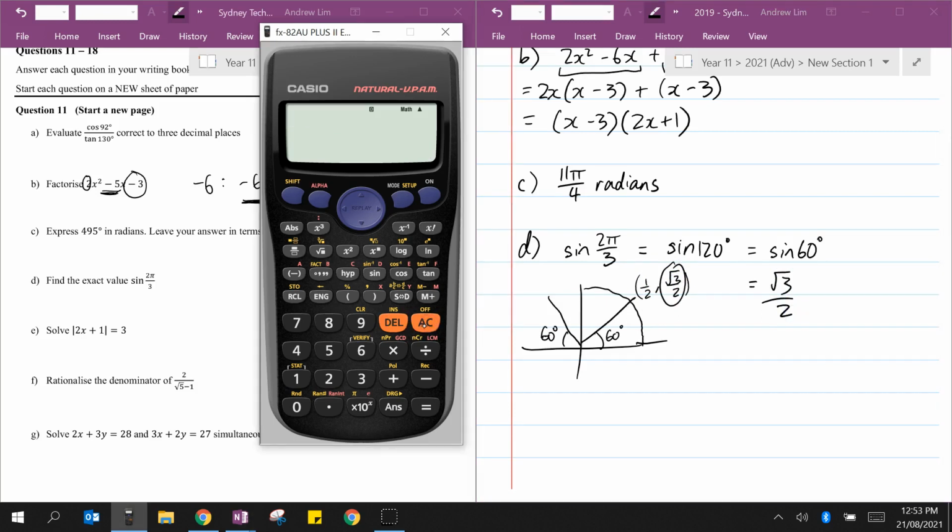Now we can double check this. Actually we can just leave it sine 120, 0.866. And if I were to do root 3 over 2, yeah, get the same answer. Okay.